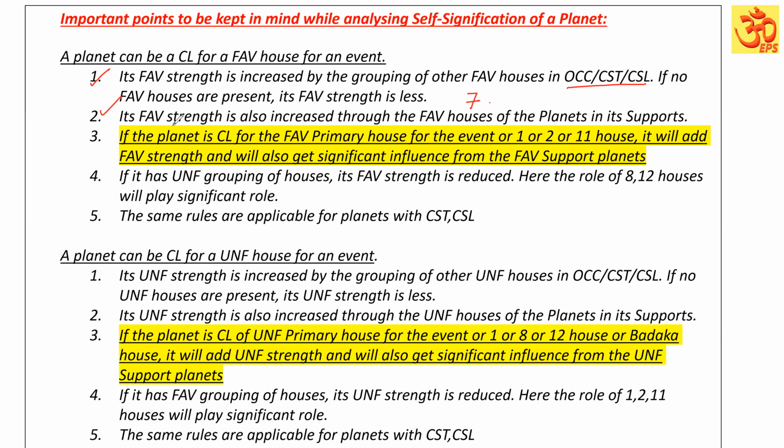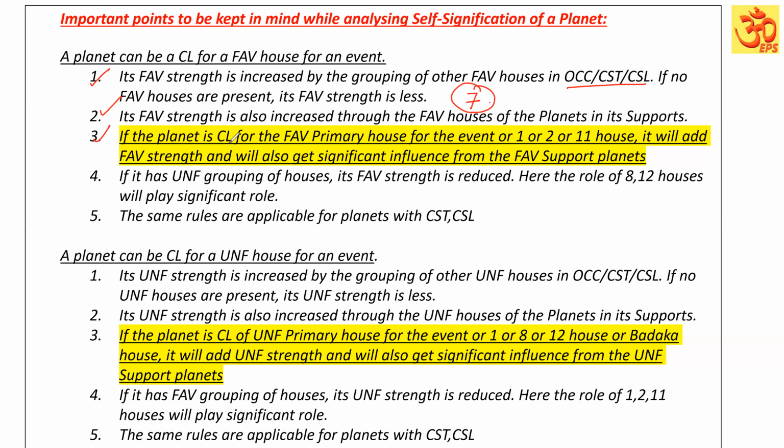Second point, its favorable strength is also increased by the favorable houses of the planet in its supports. Suppose, as we discussed in the previous one, the planet is a primary house for an event, say 7th cuspal lord, it will get significant support from the favorable key planets in the supports. That is also said here. These are important points to be kept in mind.